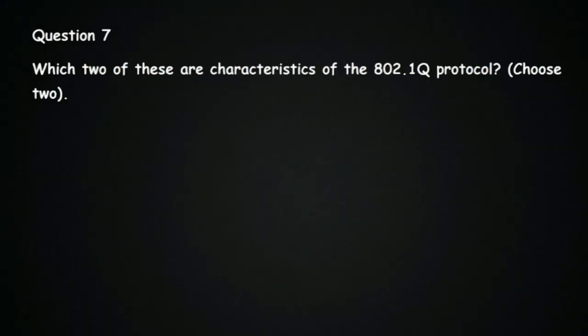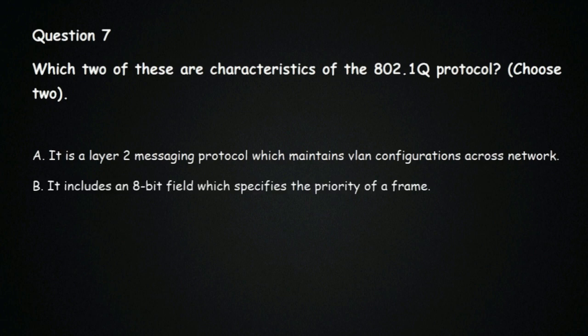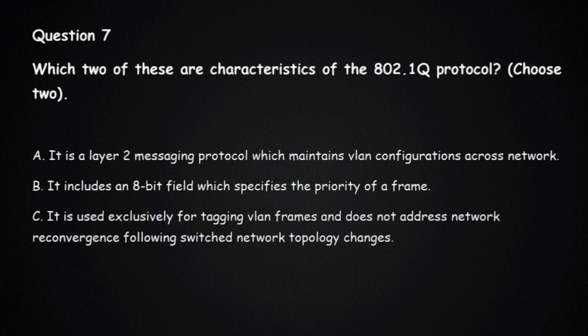Question 7. Which two of these are characteristics of the 802.1q protocol? Choose 2. A. It is a Layer 2 messaging protocol which maintains VLAN configurations across networks. B. It includes an 8-bit field which specifies the priority of a frame. C. It is used exclusively for tagging VLAN frames and does not address network reconvergence following switched network topology changes.